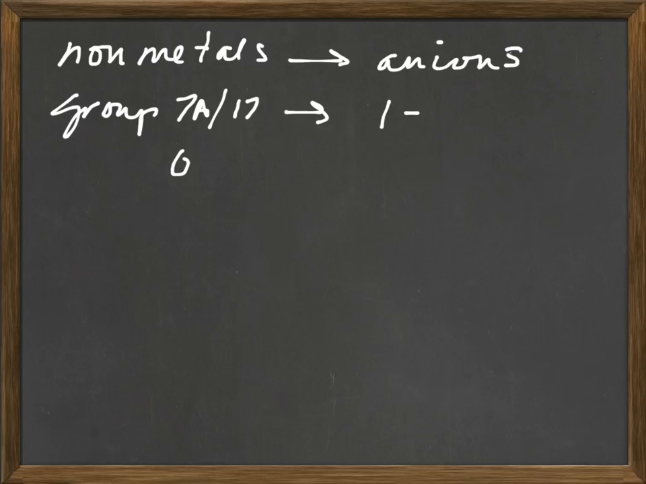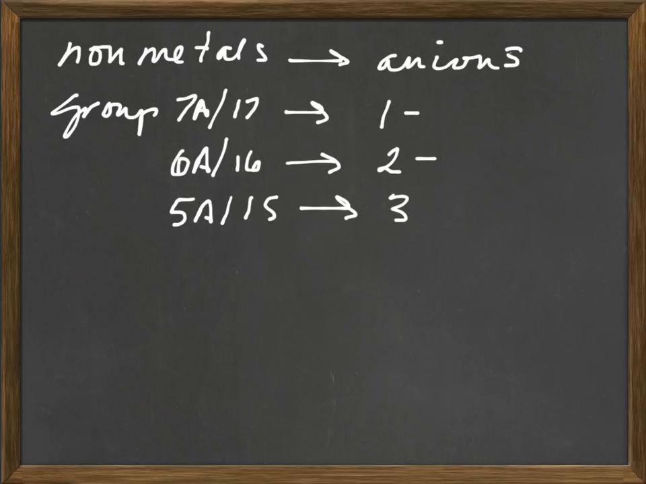If we go to group 6A or 16, those all have a 2- charge. Group 5A, group 15, those all have a 3- charge. So the explanation most students seem to like is just count backwards from the far right. -1 square, -2, -3, that's the charge on that element.